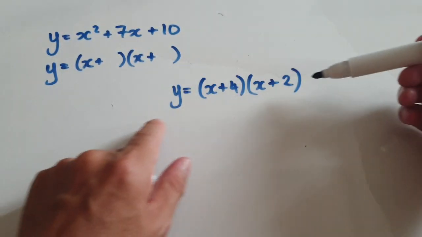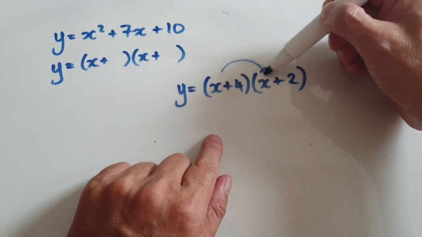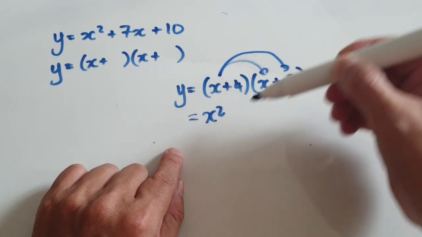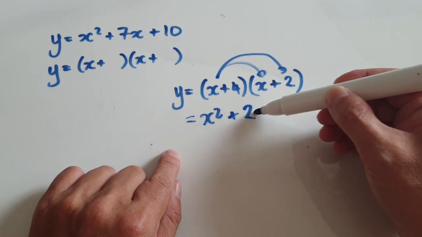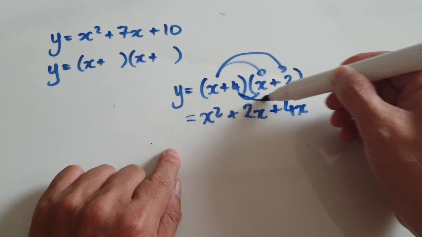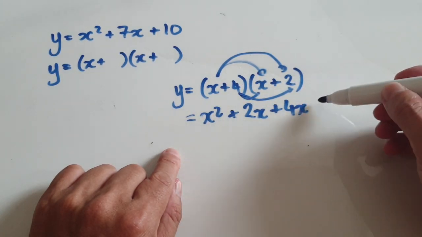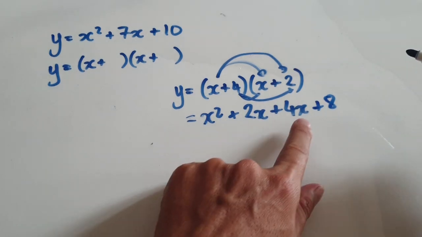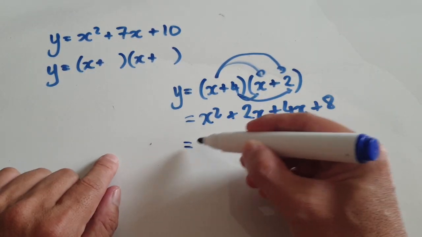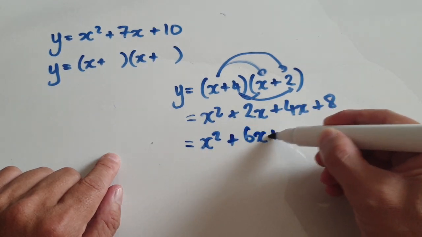So this is a random question. I'm just going to multiply this out. So when you multiply this out, it would be x times x. That would be x squared. This times this would be plus 2x. And then this times this would be 4x. This times this would be 4 times 2, which is 8. Plus 8. Single x as opposed to x squared. So you can merge these two together. That would then give you 6x plus 8.